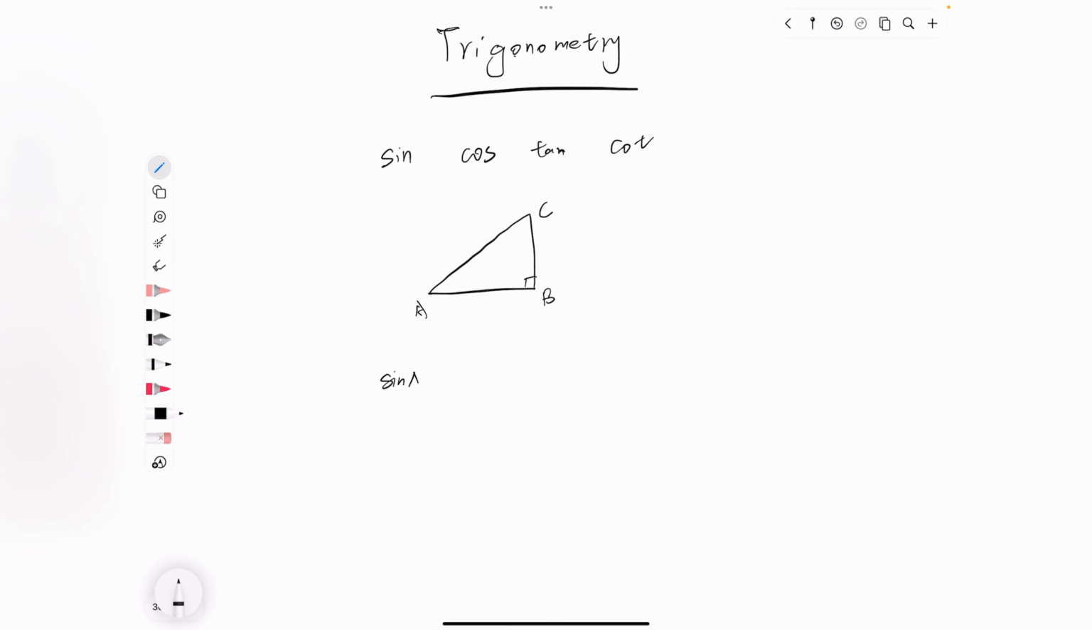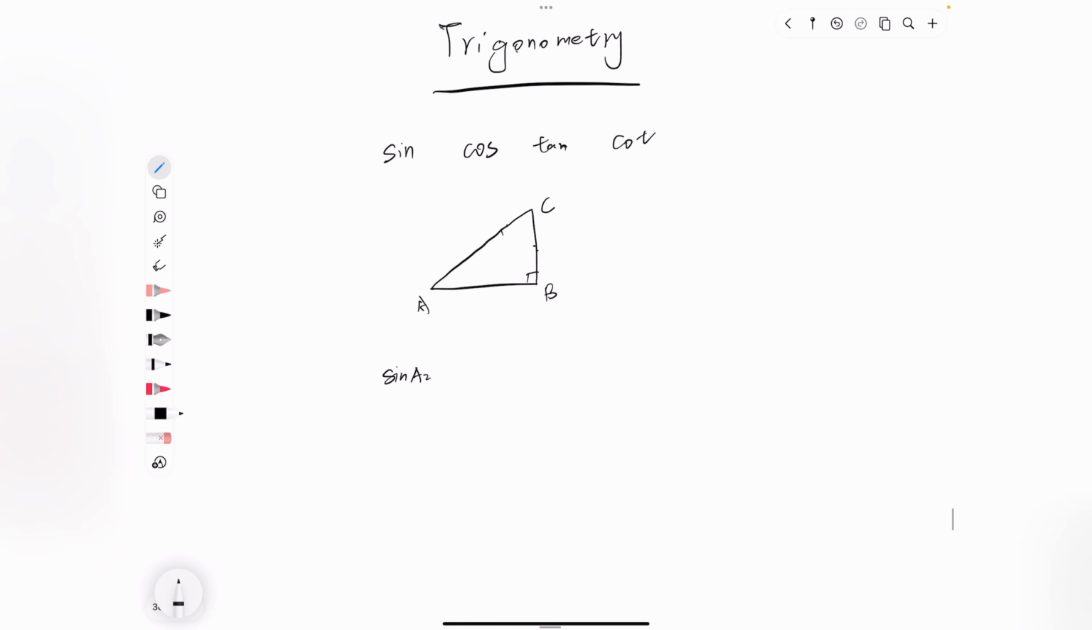Sine A is the opposite over hypotenuse, which is BC over AC, only when this is a right angle. Cosine A equals AB over AC. Tangent A is BC over AB, and the cotangent A equals AB over BC.